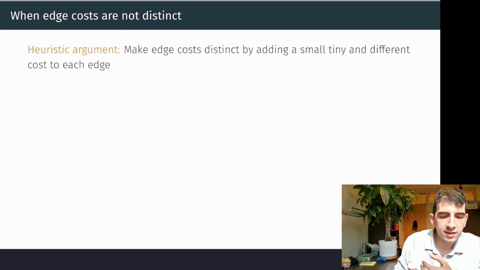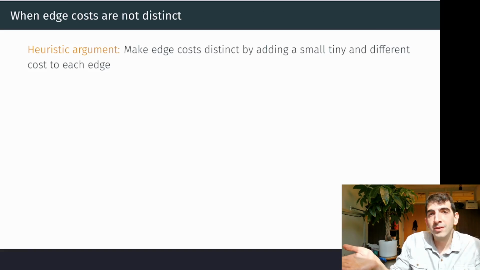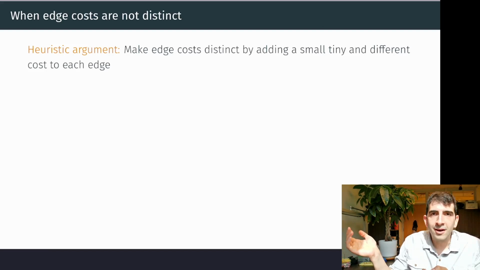Okay, so really the only thing that happens when the edge costs are not distinct is that you could have more than one minimum spanning tree, right? So in that case, you're just looking for a minimum spanning tree, right? I'm assuming that you're not looking for all possible minimum spanning trees. That I believe is a NP-hard problem.